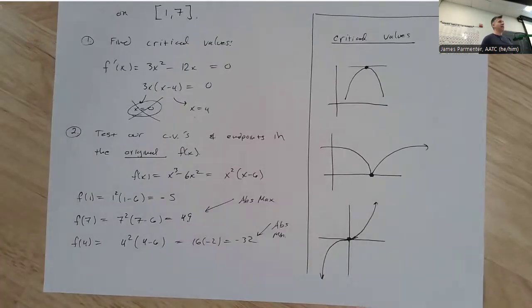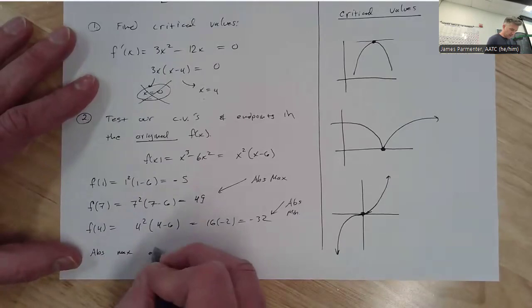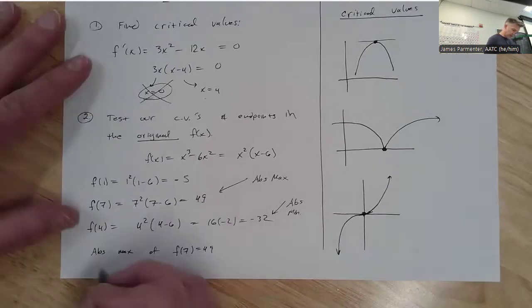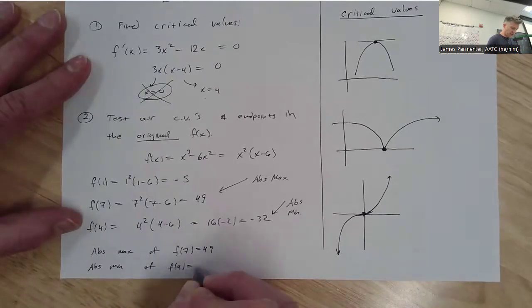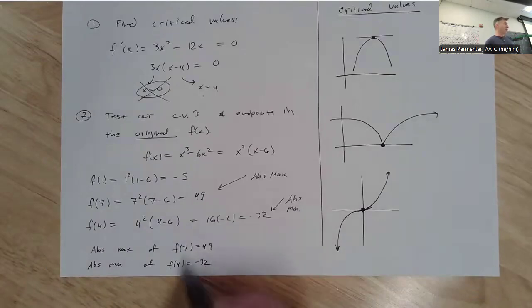A couple ways to talk about the maximum. The absolute maximum is the y value. It occurs at x equal to 7. The absolute minimum is negative 32. It occurs at x equal to positive 4. If you want to write the most information in the least amount of stuff, you could say you have an absolute maximum of f of 7 equal to 49, and an absolute minimum of f of 4 equal to negative 32. That tells you what the absolute max and minimum are, and also where they occur.